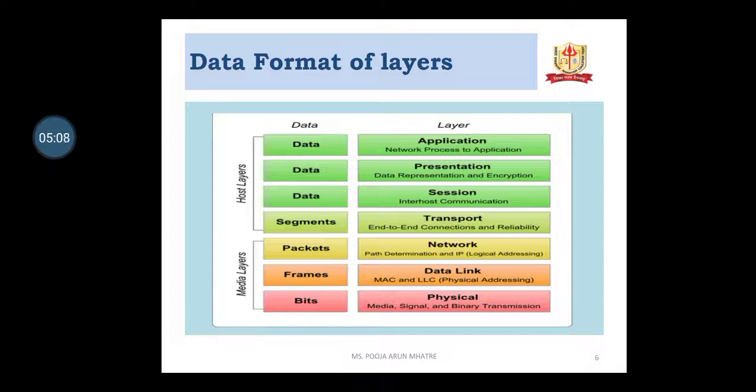The fourth layer is the transport layer. There is end-to-end connection and reliability. The packets are again converted into segments. Session layer: interhost communication. Then presentation layer: data representation and encryption. And the seventh layer is the application layer, network processes to applications. So the first three bottom layers are the media layers and the upper four layers are the host layers.